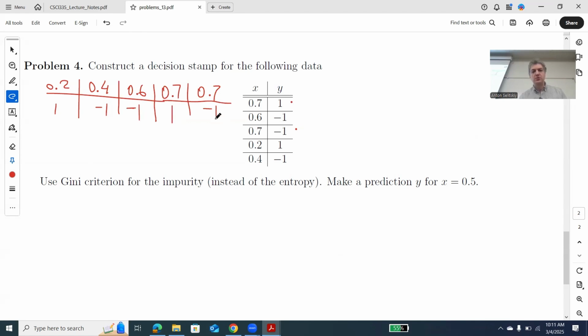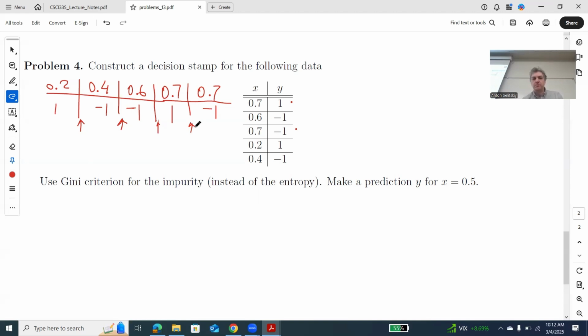So now we can choose. I hope you understand that there is no reason to choose a threshold smaller than 0.2, because then all the points will end up in one node and entropy will be exactly the same as in the original data. So we will try this threshold here, here, here, and here.